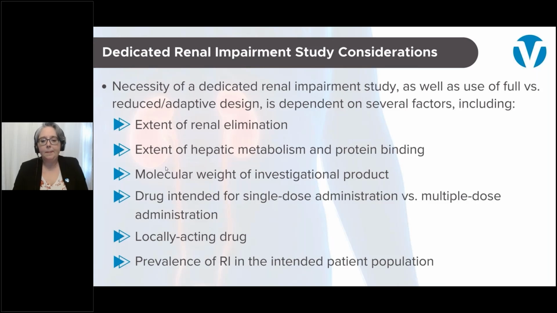Additionally, consideration to the target population is also required, because if the drug is given in patients that receive renal replacement therapies such as dialysis, then the impact on PK will need to be evaluated, as we've already heard. There can also be exceptions, of course, for drugs with high molecular weight or with extensive protein binding that are not affected by renal impairment, as these would be unlikely to be affected by the dialysis.